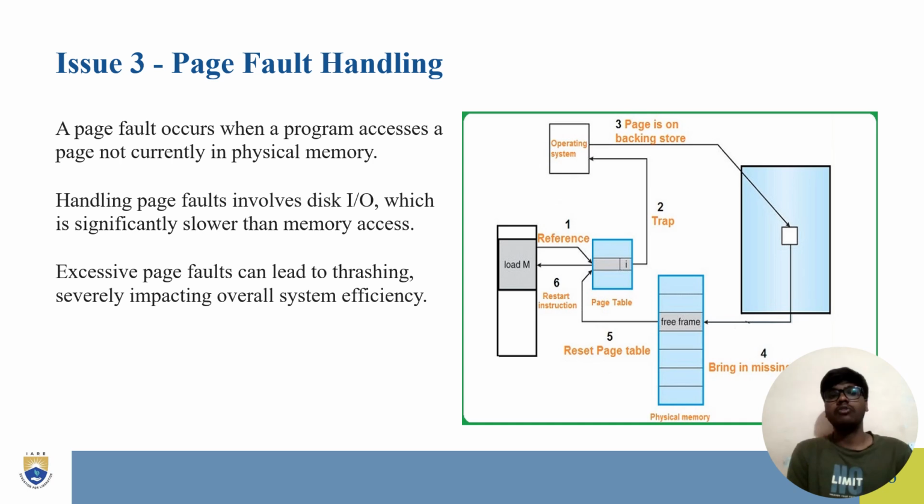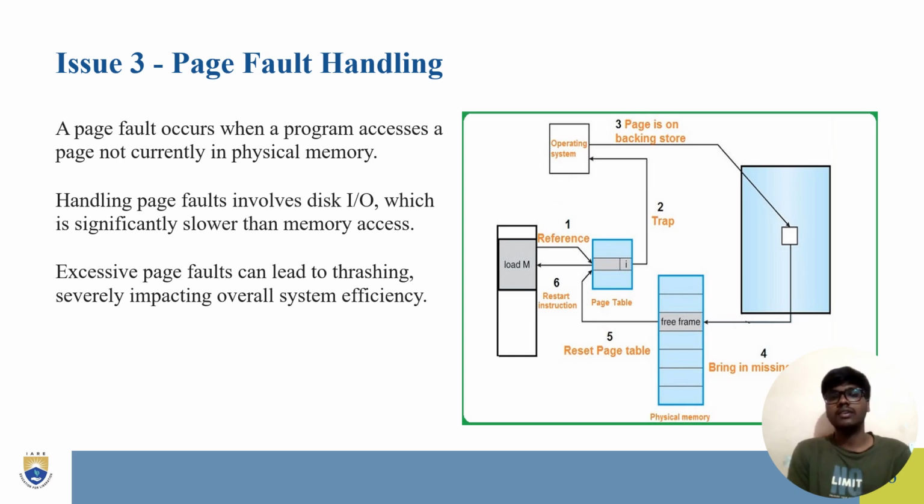Issue 3, page fault handling. A page fault occurs when a program accesses a page not currently in physical memory. Handling a page fault involves disk I/O, which is significantly slower than memory access. Excessive page faults can lead to thrashing, severely impacting overall system efficiency.